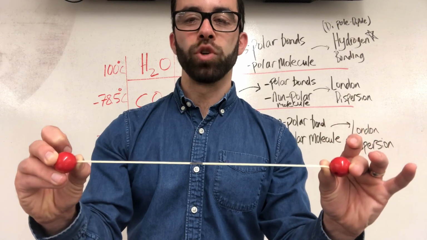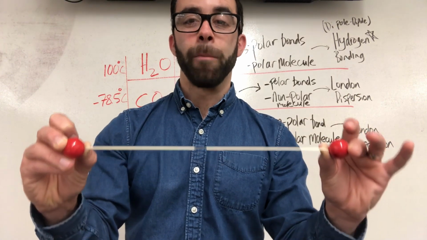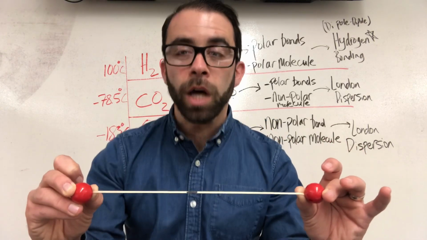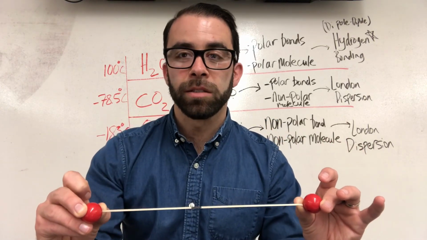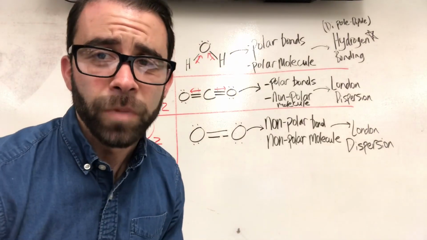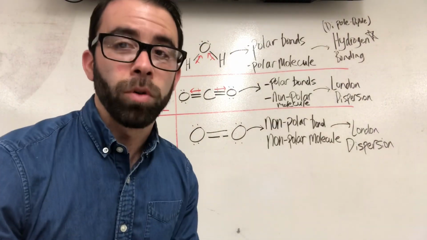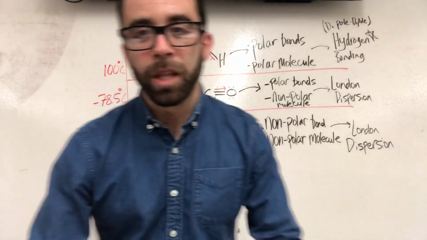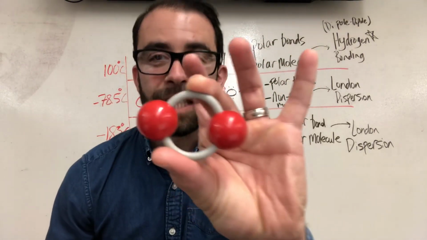Notice the black dot is not moved. May have stretched a little bit, but it has not moved position like we saw with water. So, because of this, CO2 is a nonpolar molecule. There is one more scenario. You can have a nonpolar bond between two atoms, which results in a nonpolar molecule, like O2, just like this.